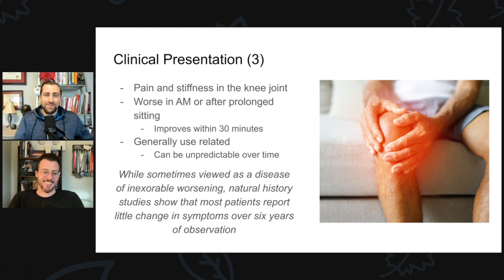So, all right, let's talk about some clinical stuff, something you can actually take away here. So what is the clinical presentation of folks that have osteoarthritis? So classically, people that have knee OA tend to report pain and stiffness within the knee joint, right? And generally speaking, it's worse in the AM or after prolonged sitting.